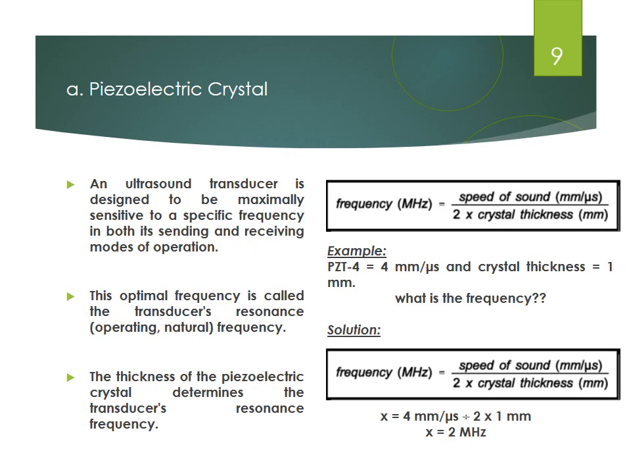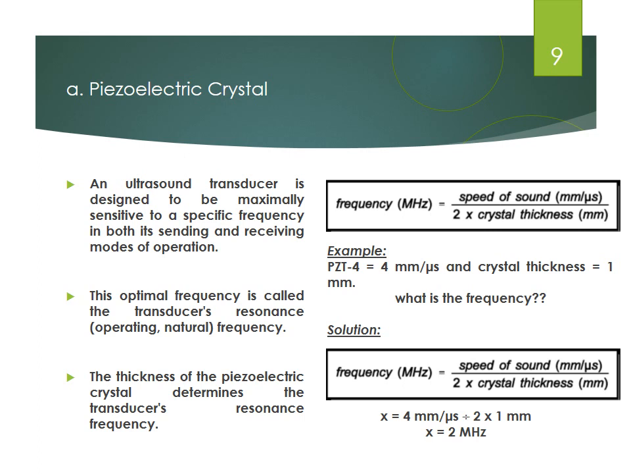In both its sending and receiving modes of operation, an ultrasound transducer is designed to be as sensitive to a specific frequency as possible. The transducer's resonance frequency is the optimal frequency. The resonance frequency of the transducer is determined by the thickness of the piezoelectric crystal.